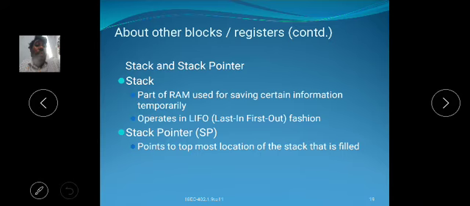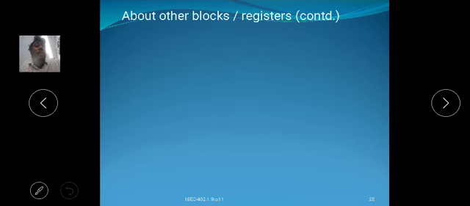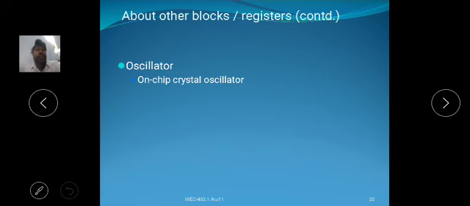And the stack pointer points to the topmost location of the stack that is filled. Next one is the oscillator.